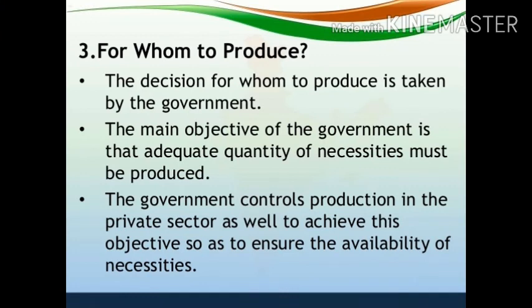Question: for whom to produce? The solution is as under: the decision for whom to produce is taken by the government. The main objective of the government is that adequate quantity of necessities must be produced. The government controls production in the private sector as well to achieve this objective, so as to ensure the availability of the necessities. So here the government plays a vital role in controlling the production in the private sector to ensure the availability of the necessities to various categories of people living in the society.